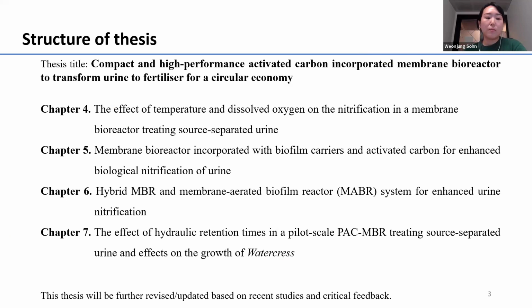The structure of my PhD thesis has been developed under the guidance of my supervisor, and my thesis will consist of 8 chapters, and chapter 4 to 7 will be the core of the thesis, which are technical studies. Based on these chapters, now I'd like to share my current research progress, critical findings, as well as study plans.